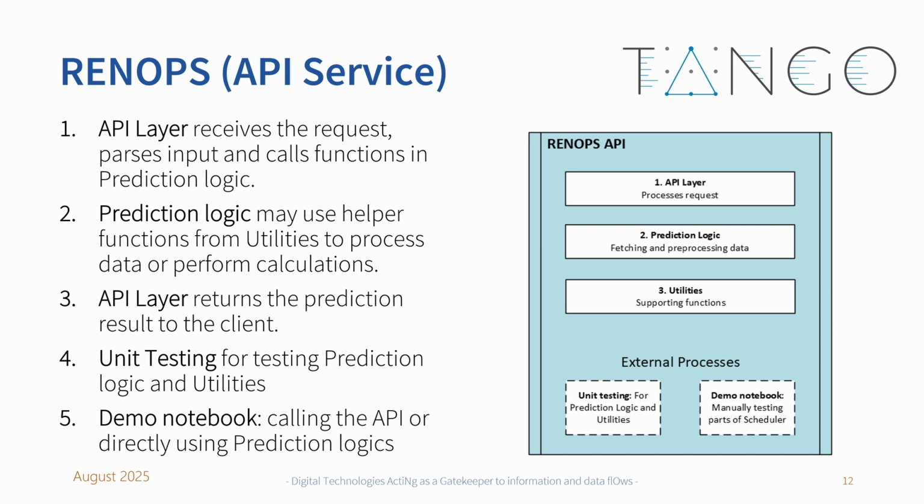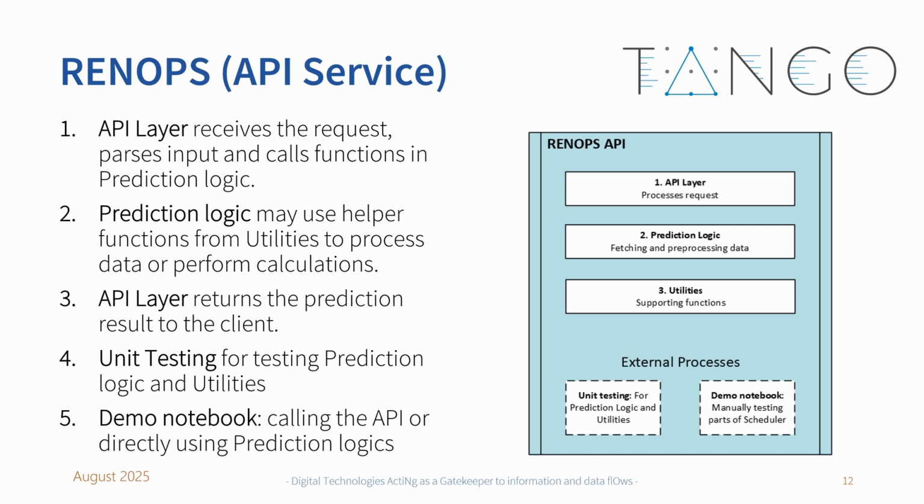RENOPS API service acts as a central information provider through an easy-to-access API, collects and combines data about weather, electricity prices, and carbon emissions from trusted sources, and makes this information available to other applications in a standardized format. The client sends a request to a RENOPS API endpoint.